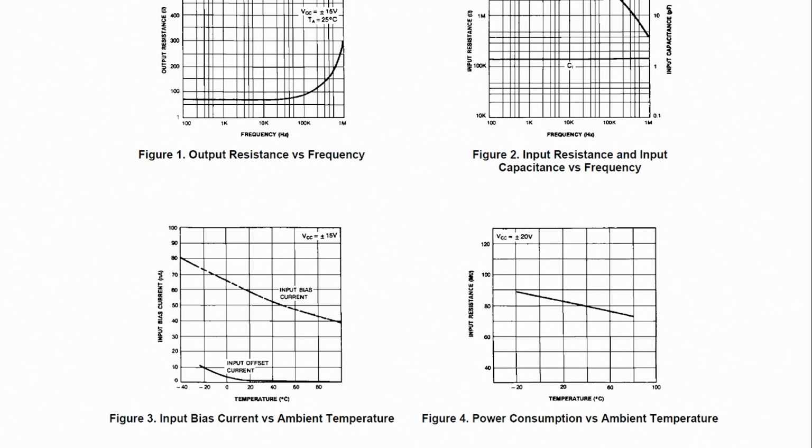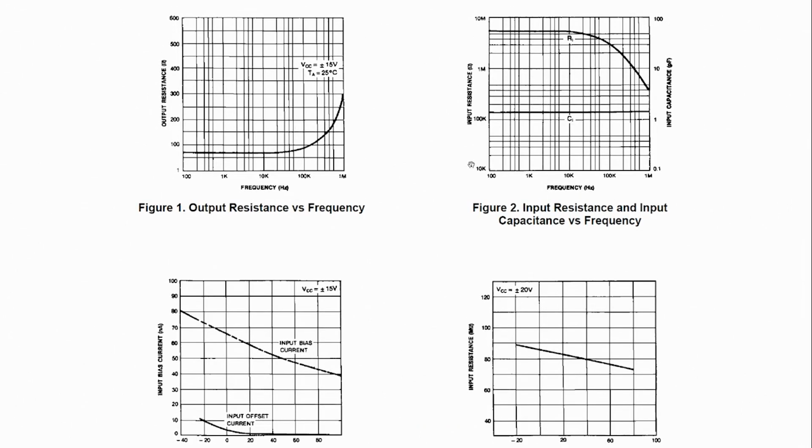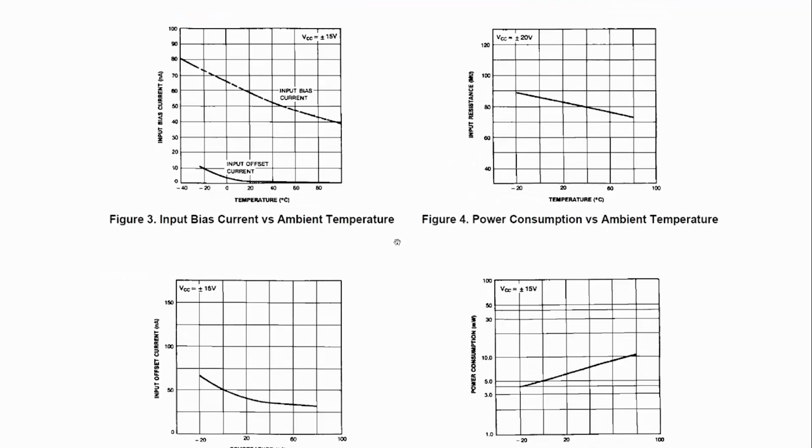When we look at these plots, we will understand how the input resistance changes with temperature from -20 to 60. With respect to temperature, how your input offset current and input bias current change. With respect to frequency, how your output resistance and input resistance change. So, these are the plots.